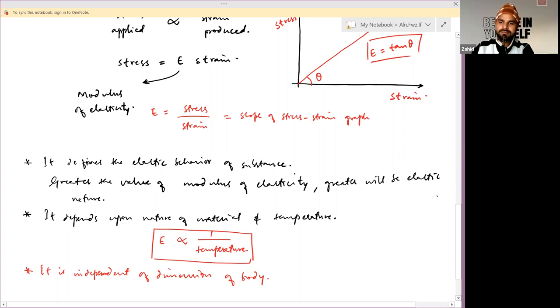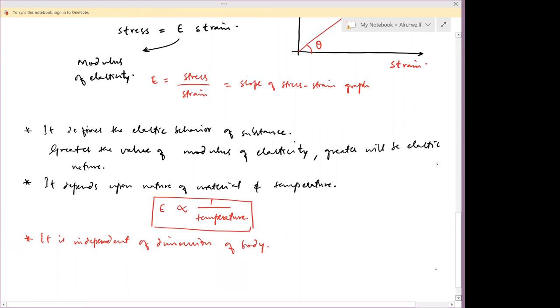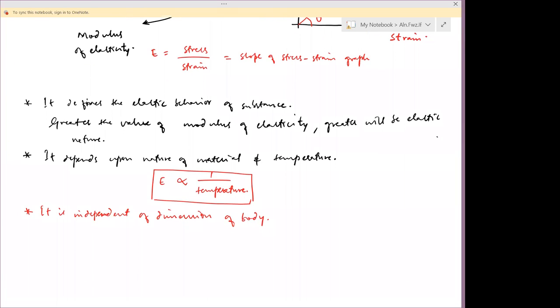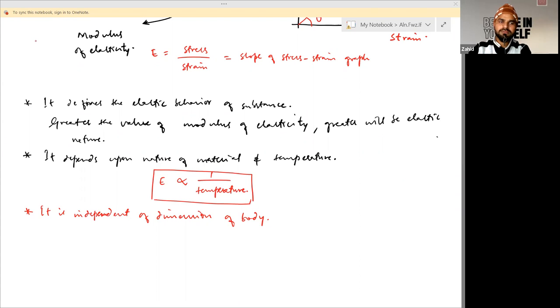Any doubt till this part? No, sir. Okay, just write it down. Done, sir.